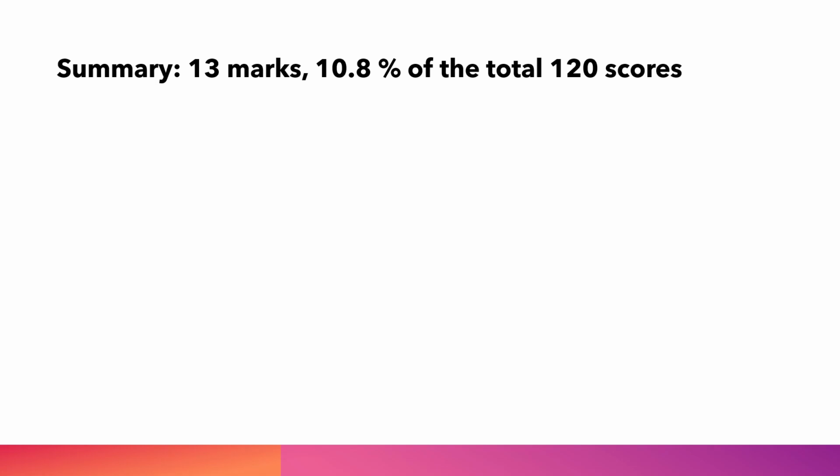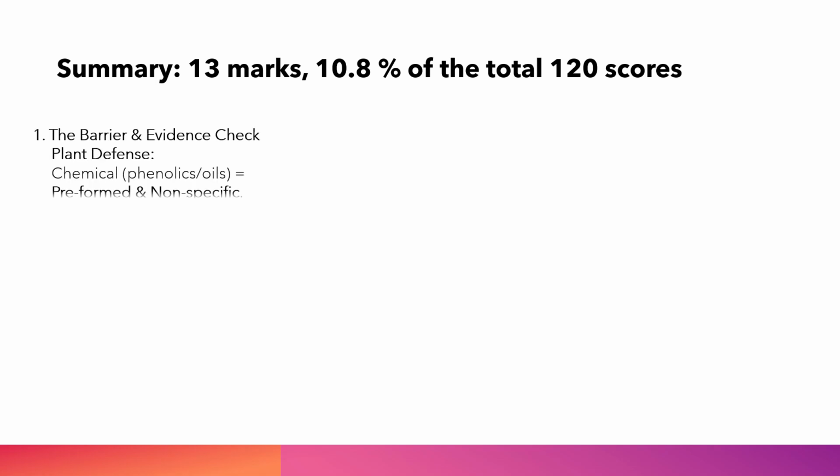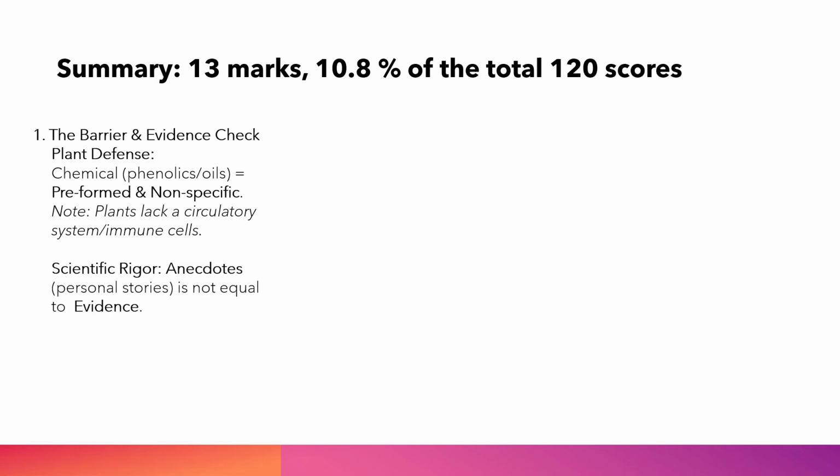1. The barrier and evidence check. Plant defense, chemical, phenolics or oils, equals preformed and non-specific. Note, plants lack a circulatory system of immune cells. Scientific rigor: anecdotes, personal stories, are not equal to evidence. Scientific studies must be replicable and peer-reviewed.